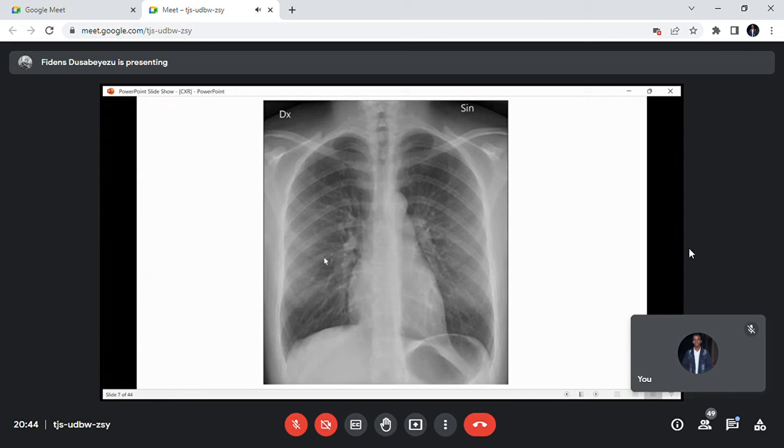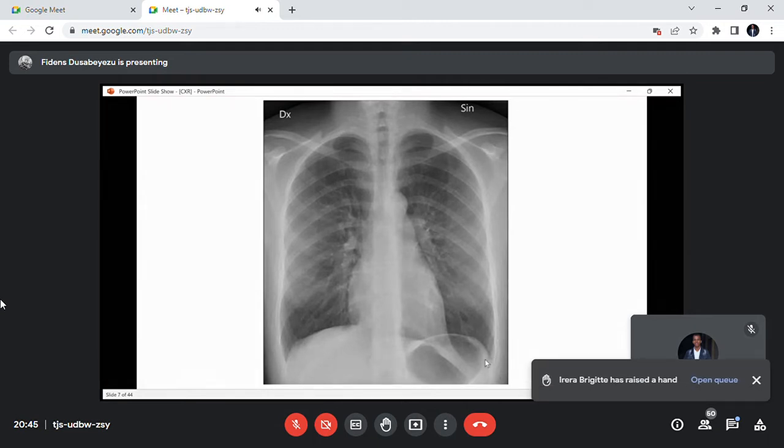Vessels are now congested. You know, they are prominent, congested. The costophrenic angles are not sharp, as you can see when there is a deep inspiration. But how do you check for deep inspiration then? There are two ways. Either you choose one or the other.